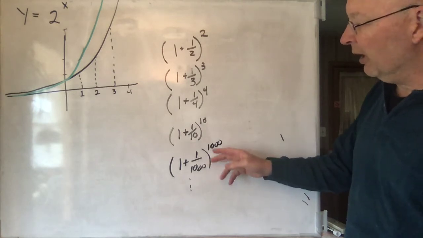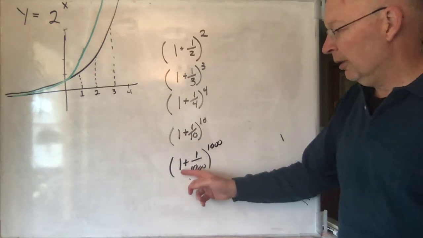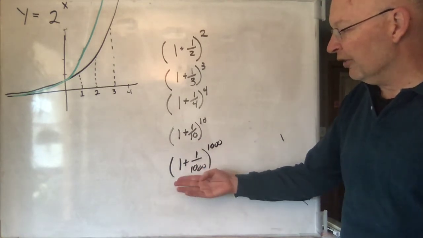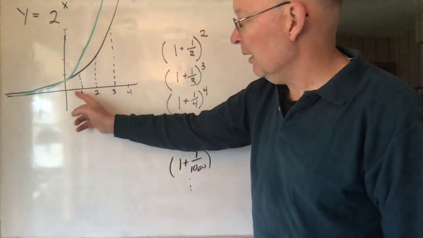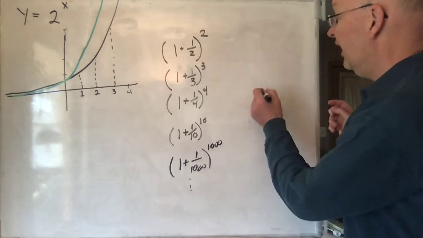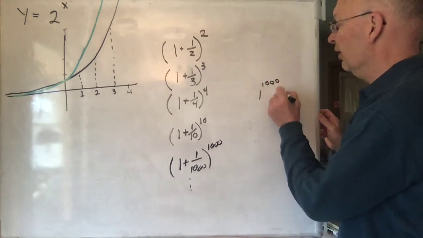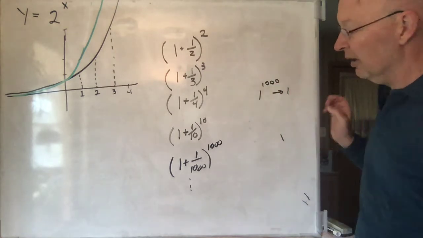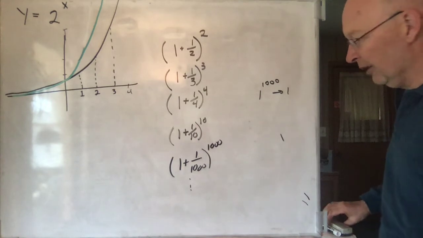Some people think, well, these numbers must be getting closer and closer to 1, because 1 plus 1/1000th is very close to 1, and we know that 1 to any power still stays 1. 1 to the 1000th is still 1. So some people argued, well, this thing probably gets closer and closer to 1.